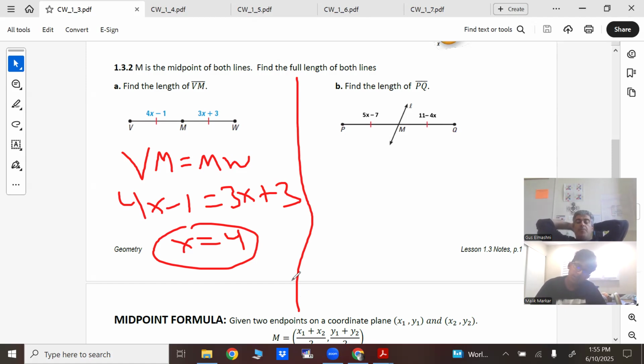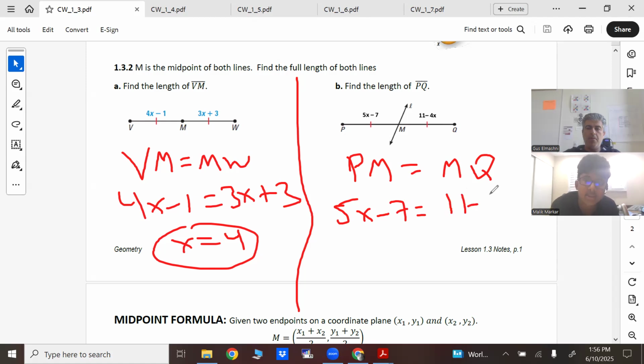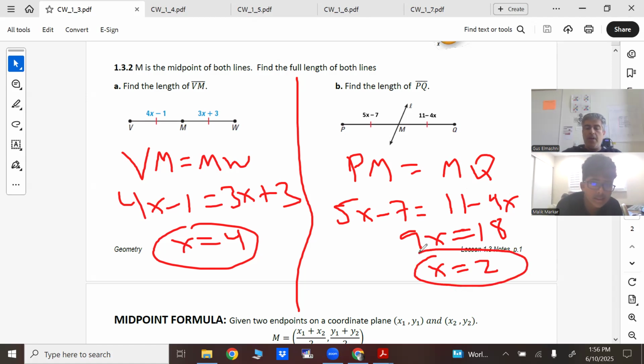So, oh yeah, for part B, again, they equal each other. So 5x minus, so PM. X plus 4. So then 18, 2. X equals 2.